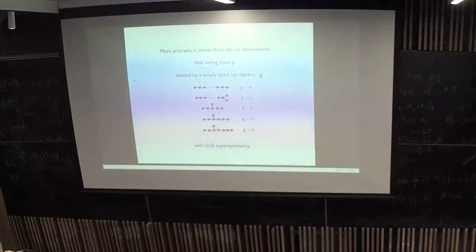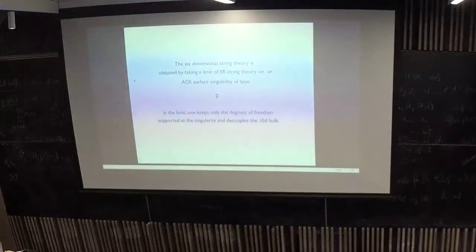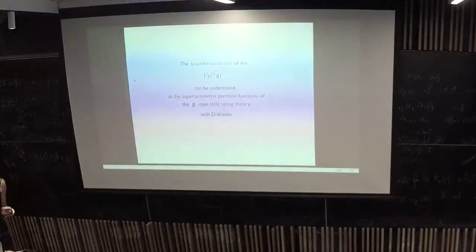So the string theory that underlies this is something called the little string theory, labeled by a simply laced Lie algebra, the same Lie algebra that was in the story from the beginning. And you can get it as a certain limit of a full 10-dimensional string theory on a surface singularity.